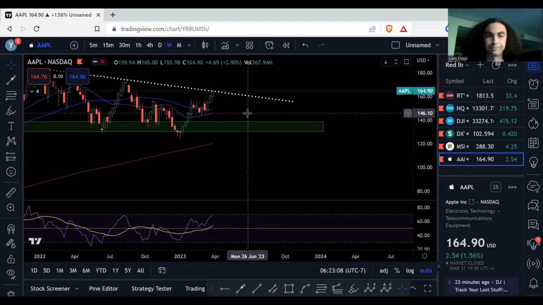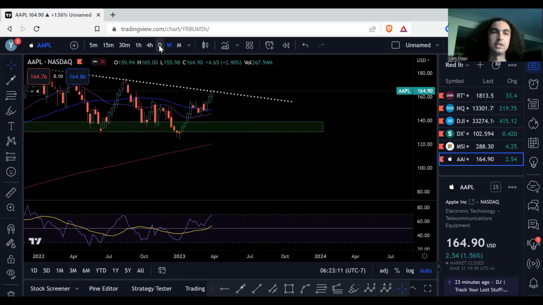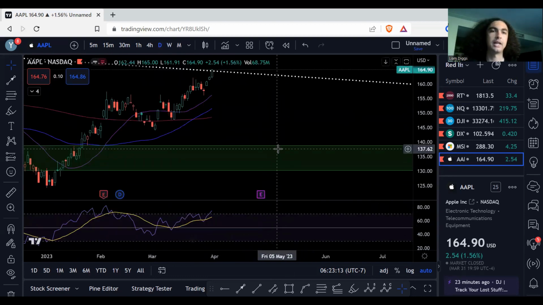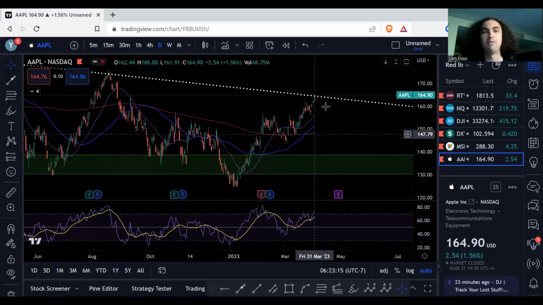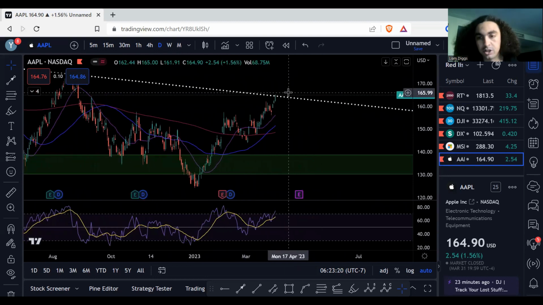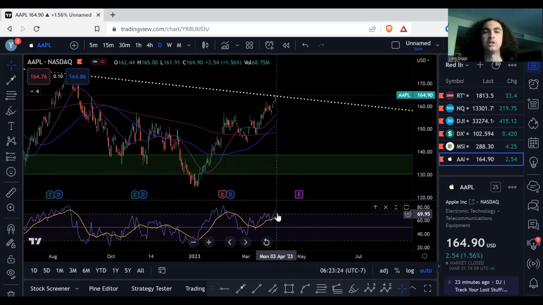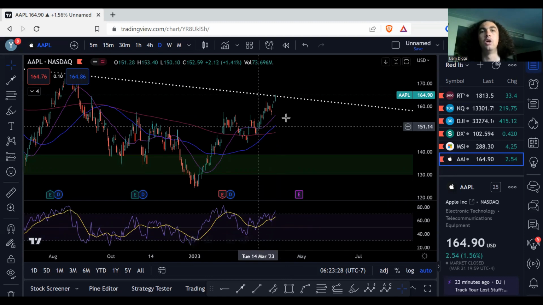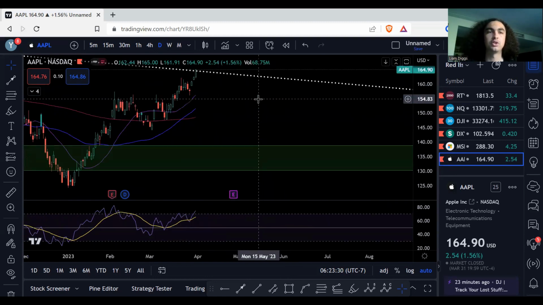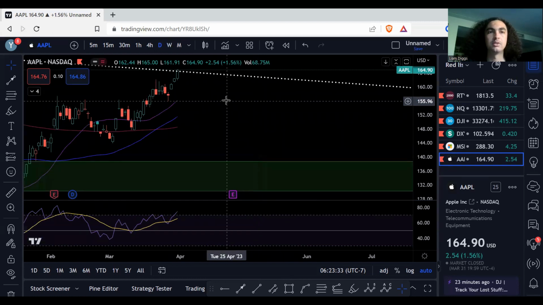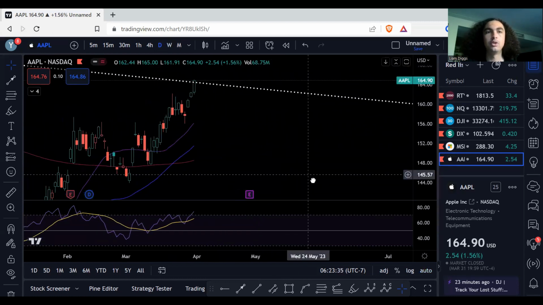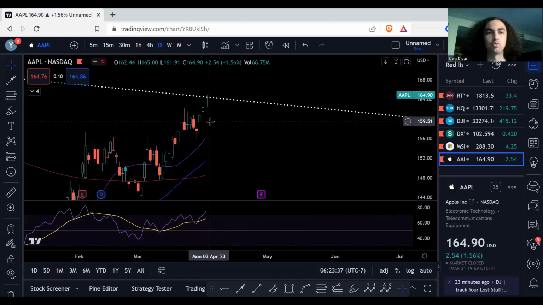So what we have right now, and I'll go back to the daily time frame now that we've seen that, is price action has now come into our downwards trend line. In addition to that, the RSI is just peeking into overbought territory. So we could see a potential reversal here. The one thing to look out for is, when you look at this close, it's a really solid close on Friday.